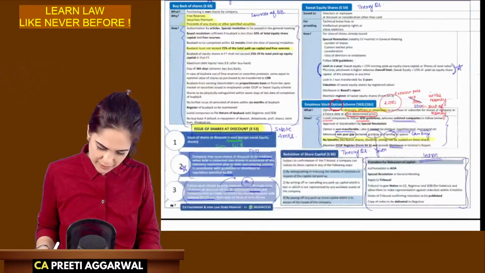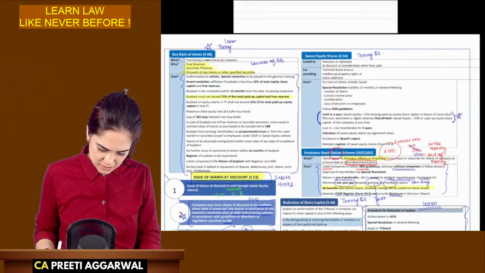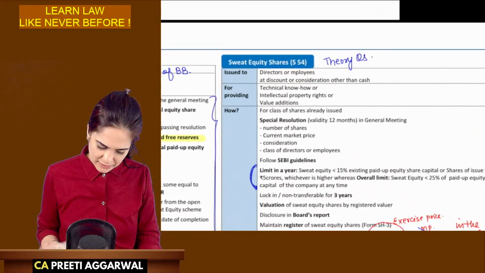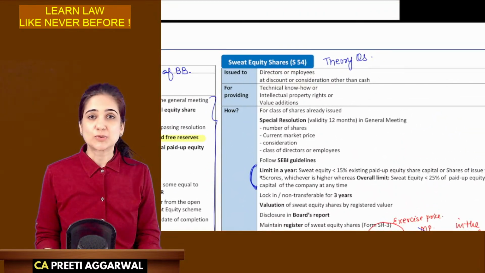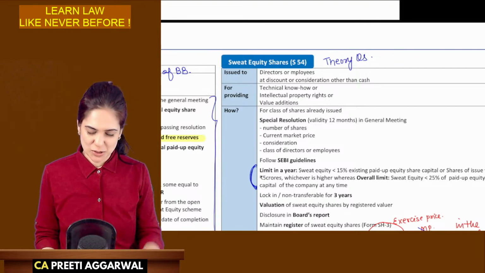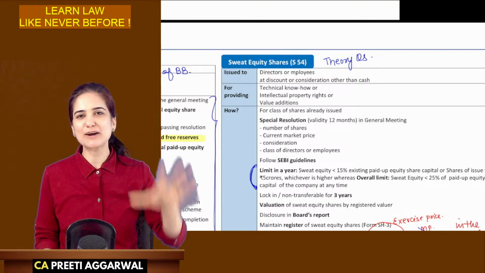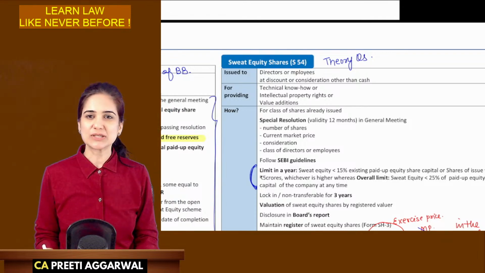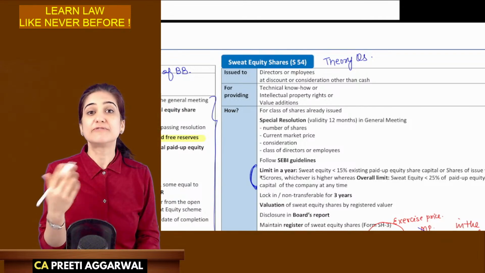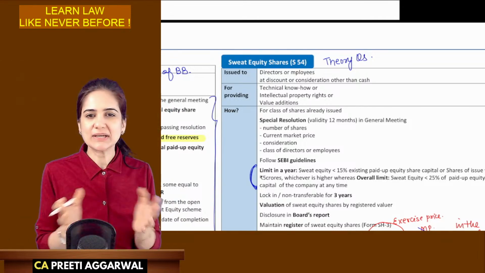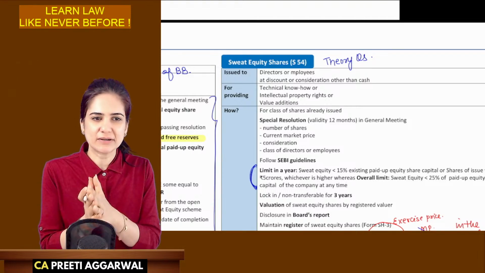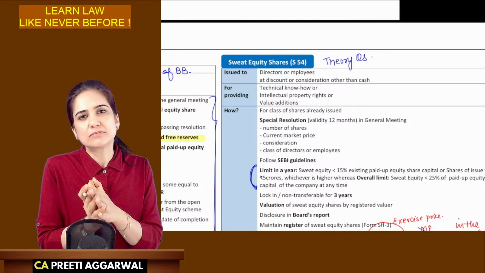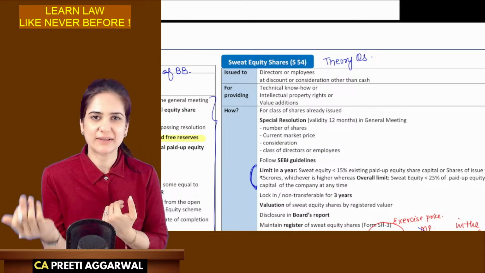We are almost coming to an end. Sweat equity. I have worked very hard for the company. So this is also a kind of reward. Sweat equity is generally given either at a discount or for consideration other than cash.